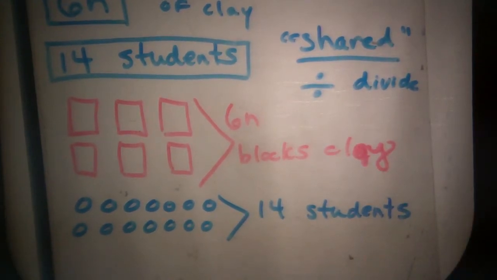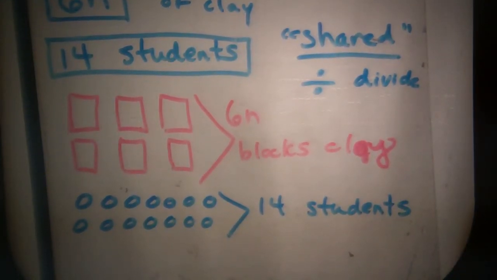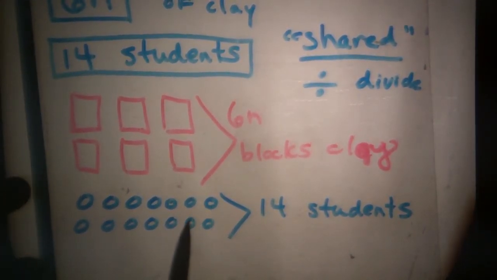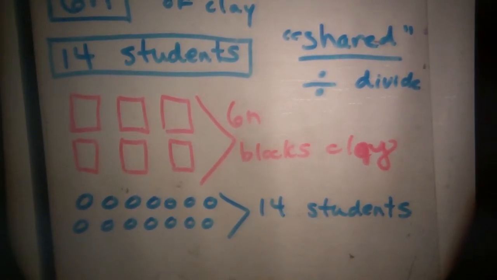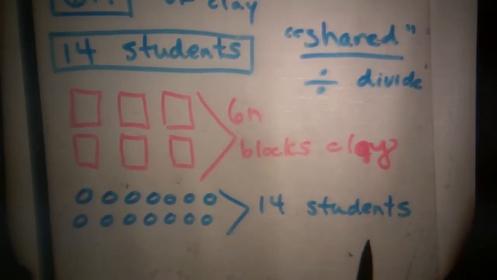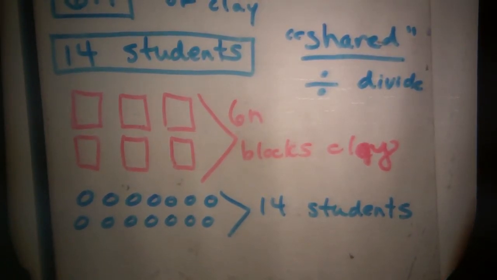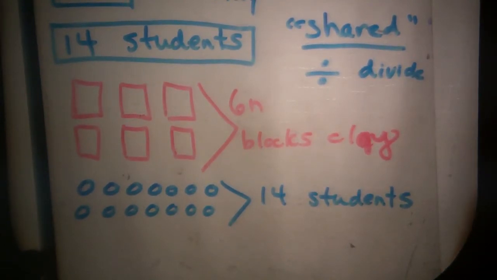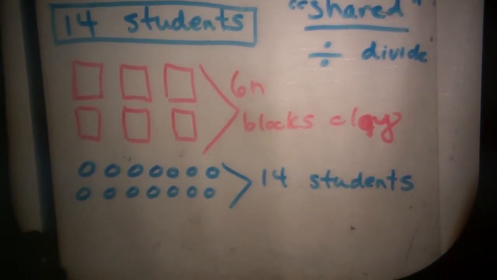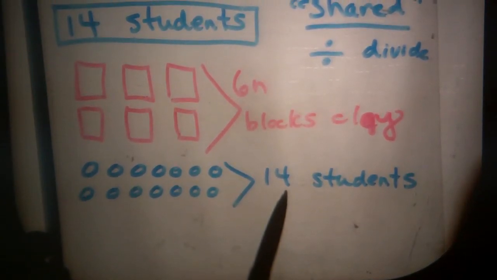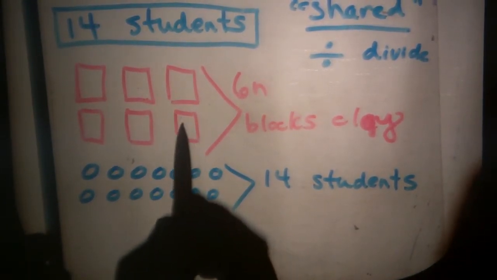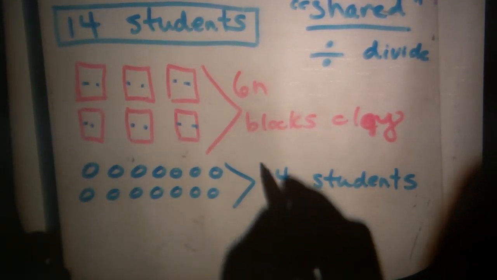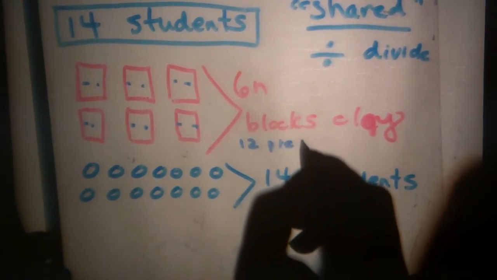Now think of a reasonable, logical answer. First off, I'm just going to estimate. I look at the blocks of clay I have. I look at the students. I most certainly have more students than I have blocks of clay. I have 14 students and only 6 blocks of clay. Would it be possible for each student to get 1 block of clay? No. Would it be possible for each student to get half a block of clay? If I did these in half, how many pieces would I have? I still would just have 12 pieces of clay.